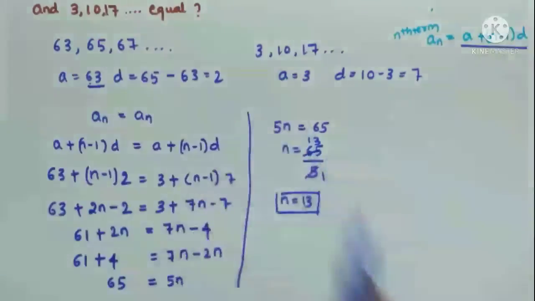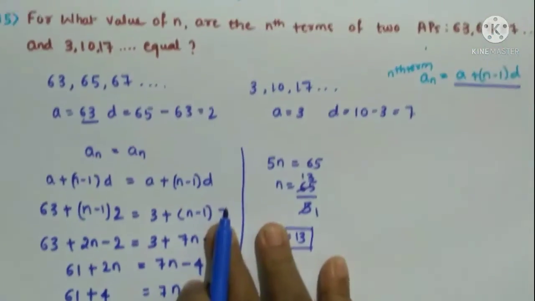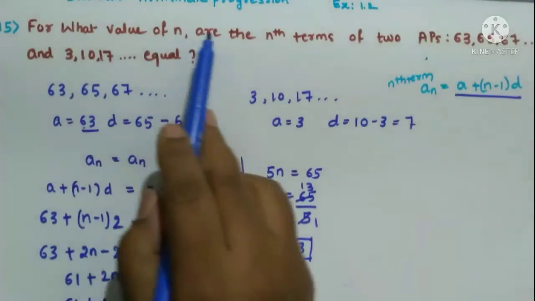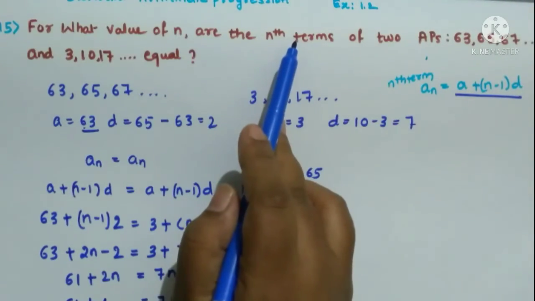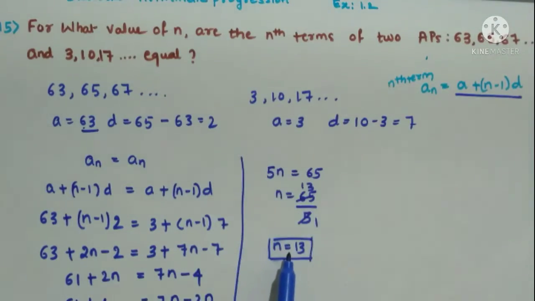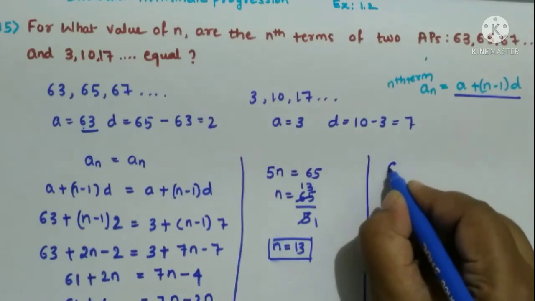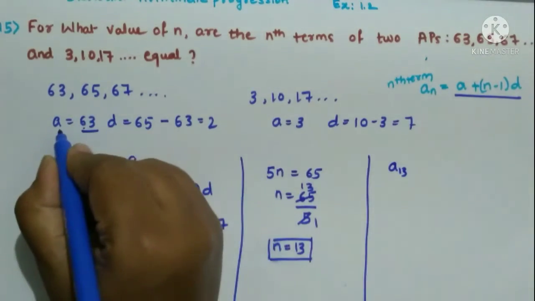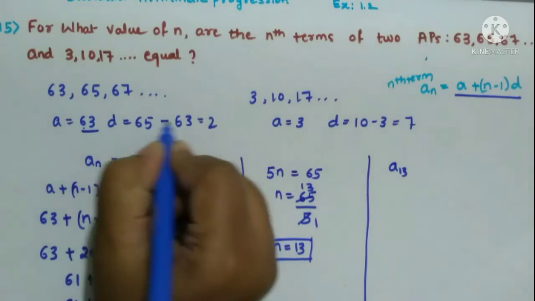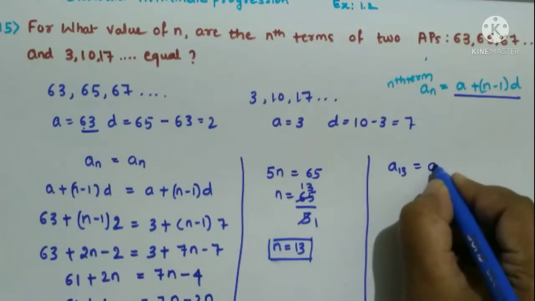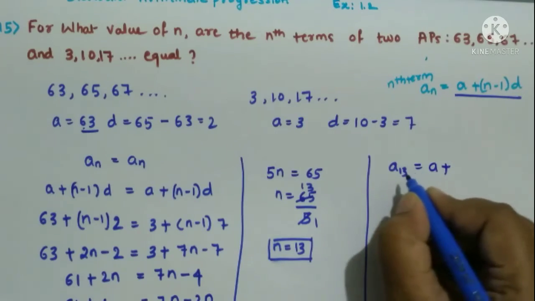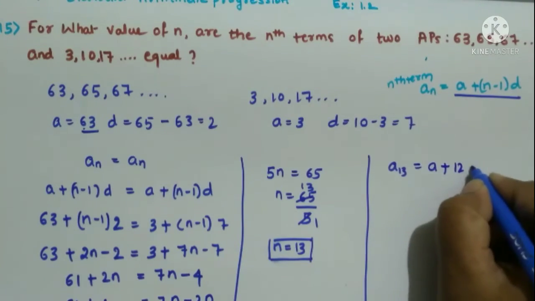So for what value of n are the nth terms of the APs equal? What they are asking here is, for what value of n are the nth terms of the APs equal, meaning for the 13th term of the APs, the nth terms are equal. How is it? We'll find out. So first I'll find the 13th term in the first AP. A13 in the first AP I'll find. In the first AP, A value is 63 and D value is 2. You know already the A13 formula is A plus 12D.